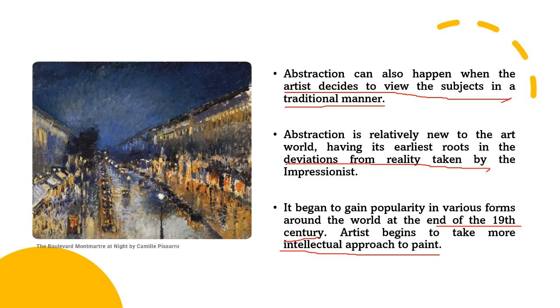So this is also an example of abstract art: the Boulevard Montmartre at Night by Camille Pissarro. It kind of looks blurry and rainy, but this is how the artist wants to give us the view of the Boulevard Montmartre at night.